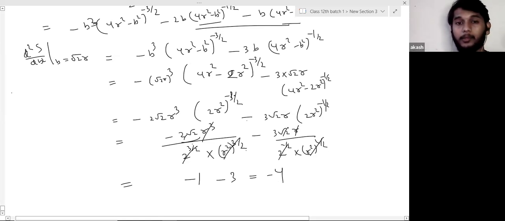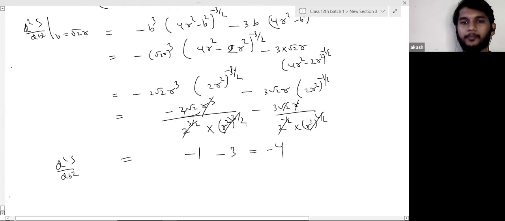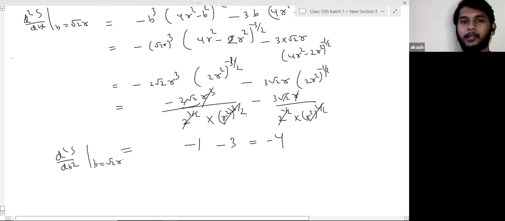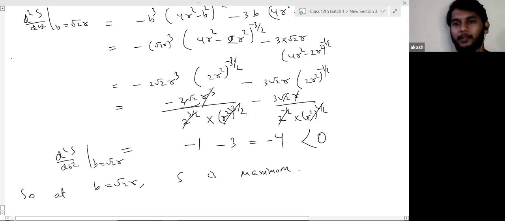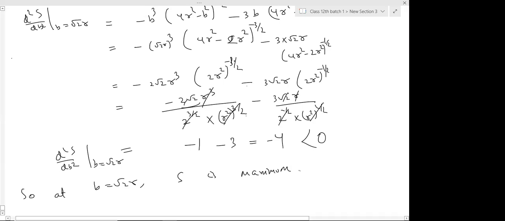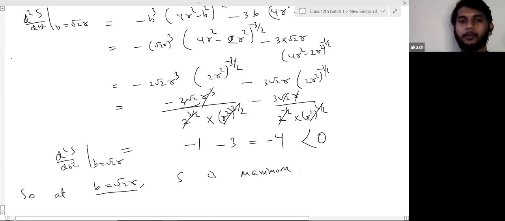Because if 2 into root 2 to the power 3 by 2, just the powers, exponents and power, right? So this is d square S upon db square, which is less than 0, right? At b equals root 2r, which is less than 0. So at b equals root 2r, S is maximum. If the double derivative is negative, that means the thing is maximum there. Kulsum, Krishna, Ronaldo, Shikhani, Ishan. Yes, sir. All right. So this is the answer we got: b equals root 2r.